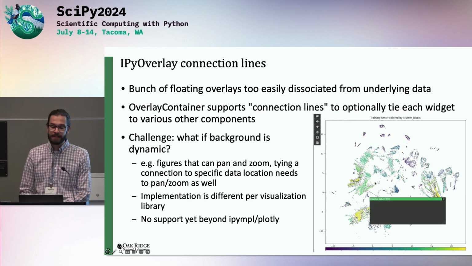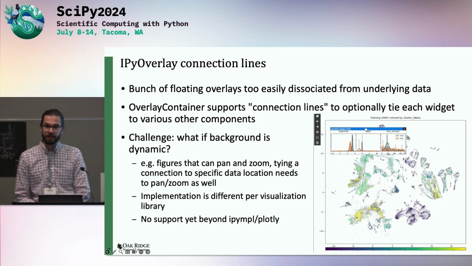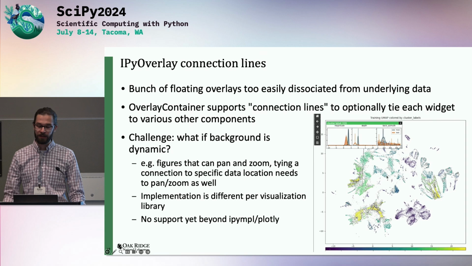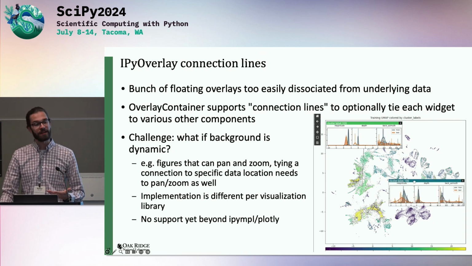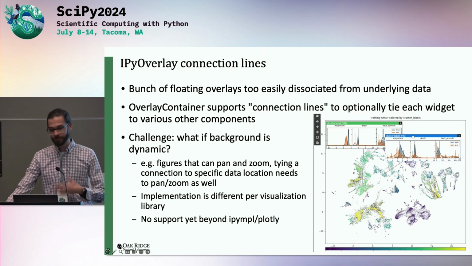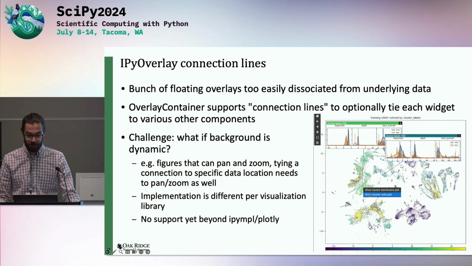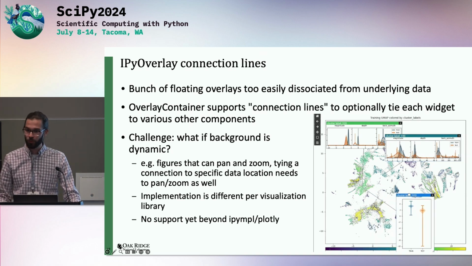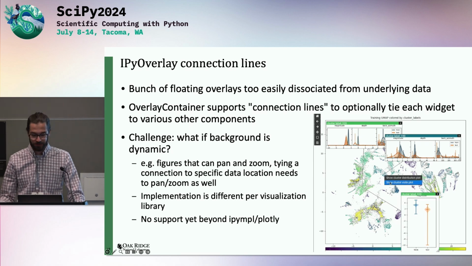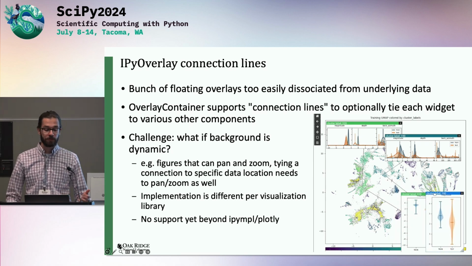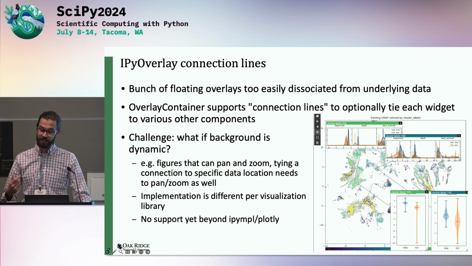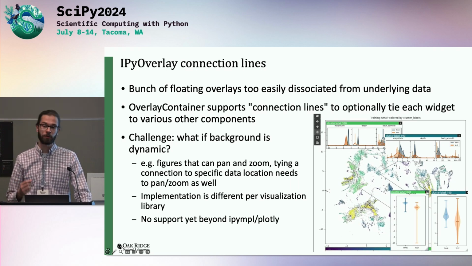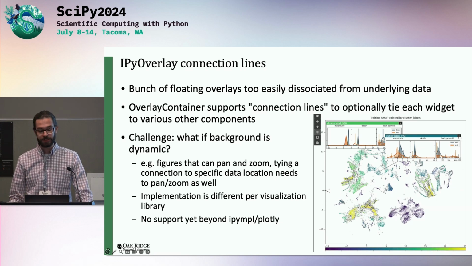Another feature that we added is this idea of connection lines. A problem you can run into is if you've opened a bunch of these different overlay windows, it can start to become dissociated from the underlying data. So if I were to open 4 of these floating windows, it can be difficult to remember, okay, which cluster were these supposed to be referring to? So inside of the overlay container, it can render connection lines, which are optional, but you can then connect that widget to a particular point within the background widget.